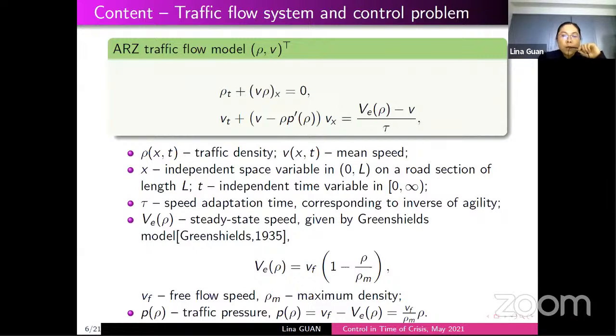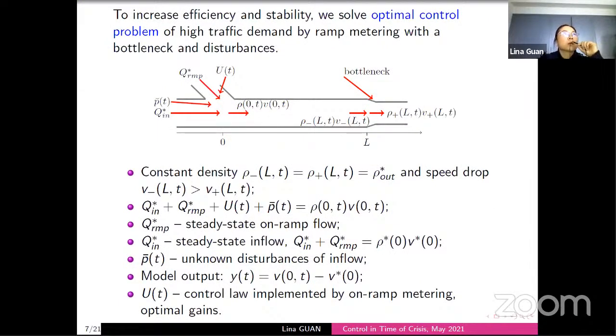The steady state speed v zero is the density-speed relation given by Greenshields' model. Here vf is the free flow speed, and rho m is the maximum density. The traffic pressure P(rho) is an increasing function of the density rho. In order to increase efficiency and stability, we solve the optimal control problem of the high traffic demand by ramp metering with a bottleneck and disturbance.